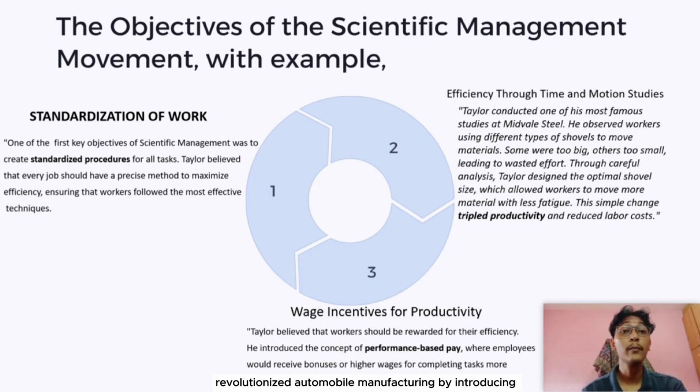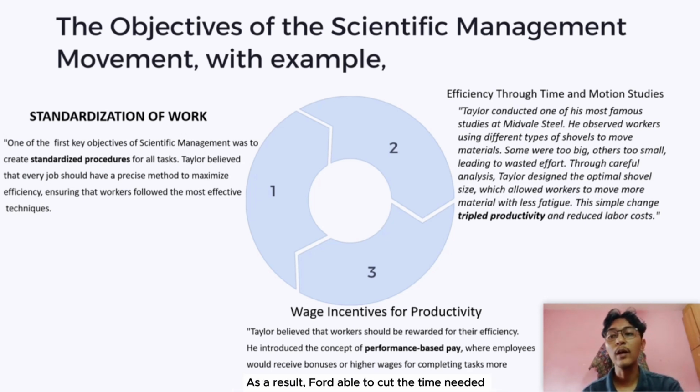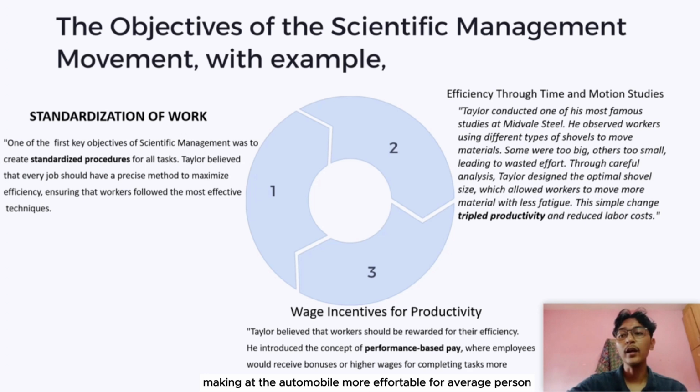revolutionized automobile manufacturing by introducing the assembly line in the 1930s. Before this, workers would build an entire car by themselves, which was slow and inefficient. The assembly line broke down production into standardized repeating tasks and significantly reduced production time. As a result, Ford was able to cut the time needed to build a car from 12 hours to just 90 minutes, making automobiles more affordable for the average person.